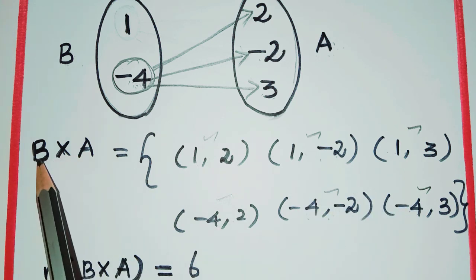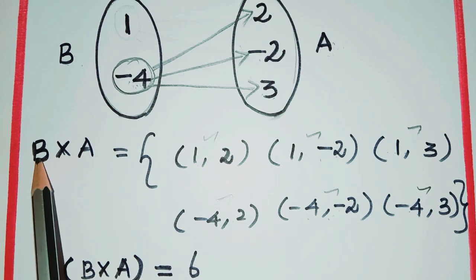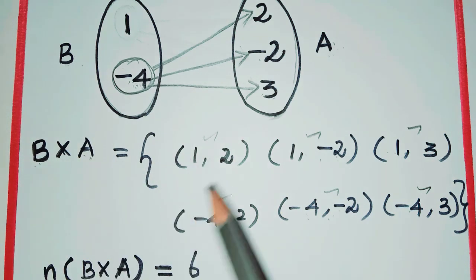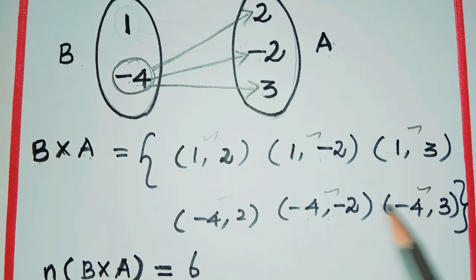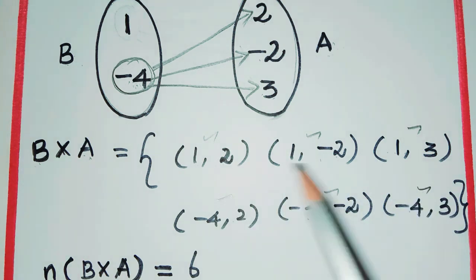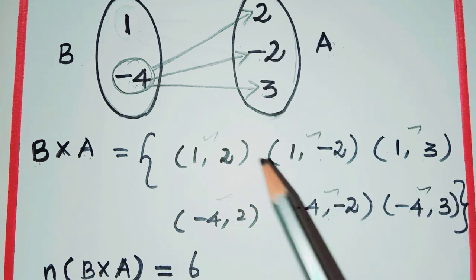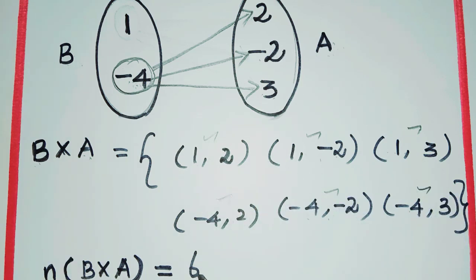So finally, the Cartesian product between the set B and A has 6 ordered pairs. So these are all the possible ordered pairs. So n of B cross A equals 6. So the number of elements in B cross A, that is the Cartesian product of B and A, is 6.